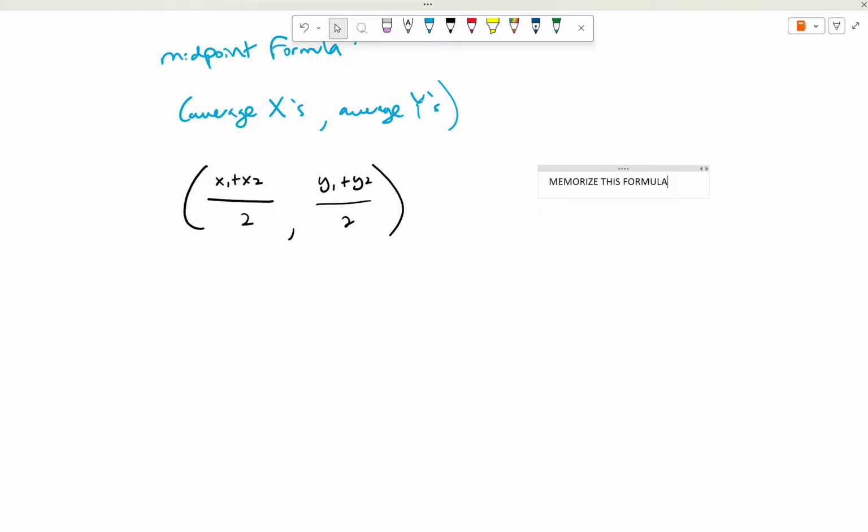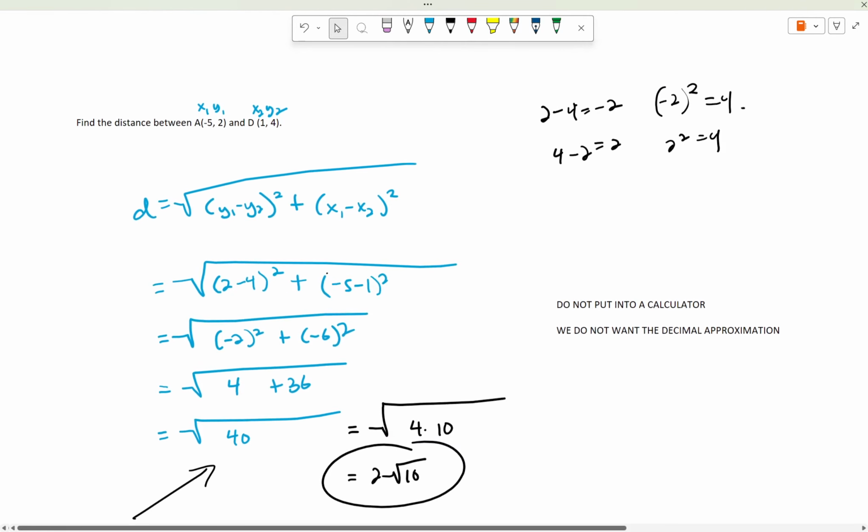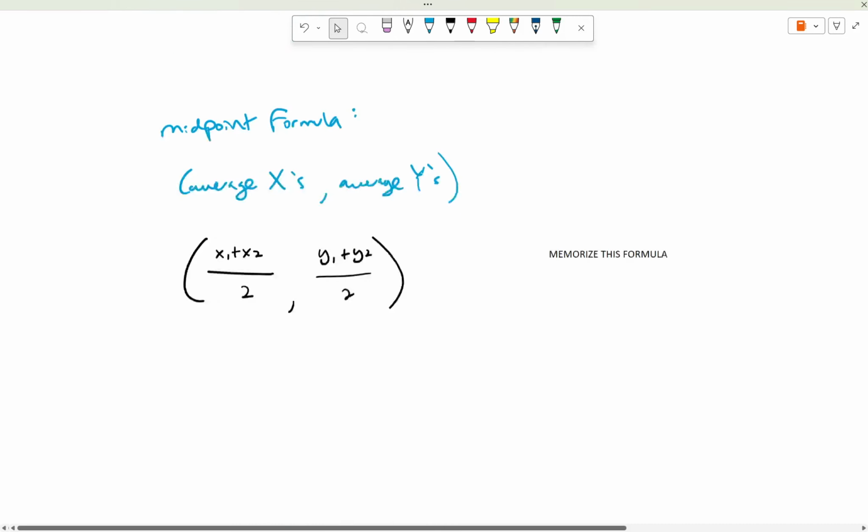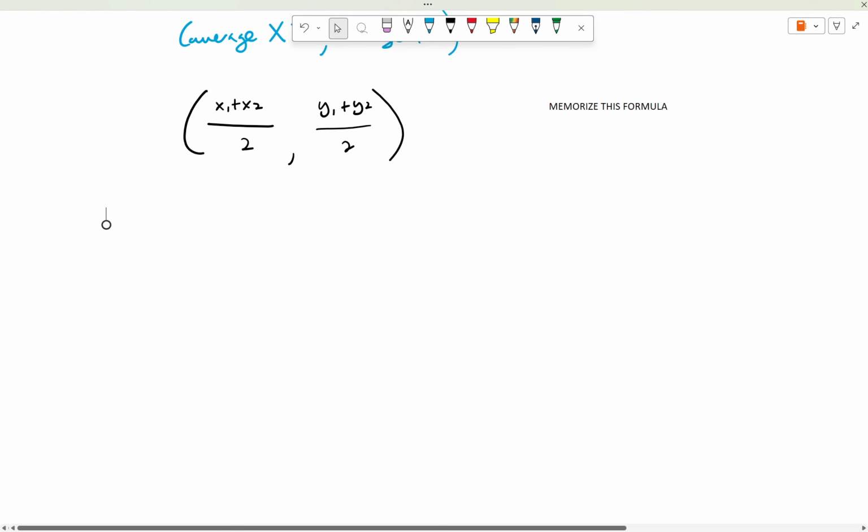In class, we're going to be able to use our notes. On your quiz, you will not. Okay, so we're going to go back. Use the same exact premise here. And now we're going to find the midpoint.